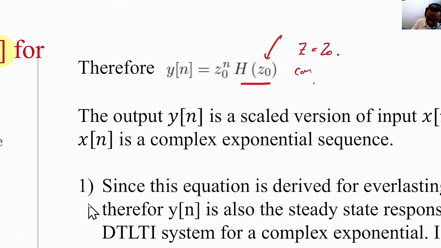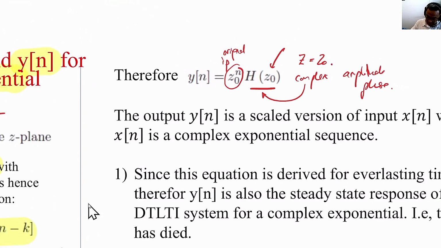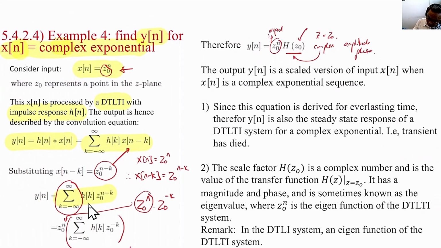This would be a complex number, and this complex number modifies the original input of z0 to the power of n by an amplitude as well as a phase. Now, remember that we are evaluating this convolution with an everlasting input x[n]. Therefore, the y[n] that is generated is the steady state response. There is no more transient left.